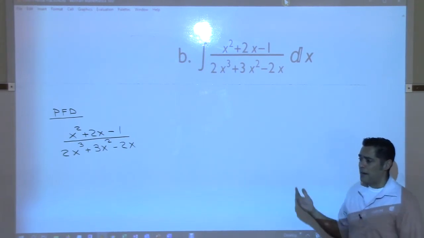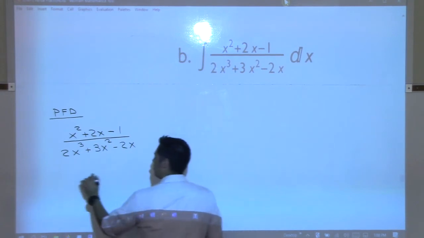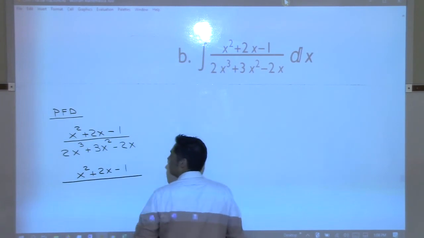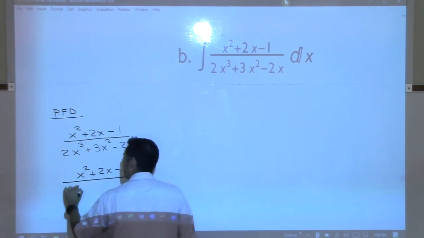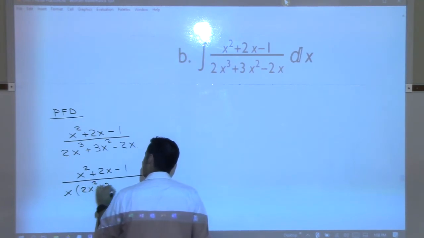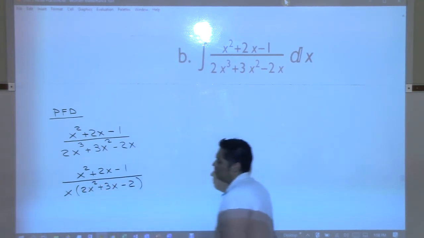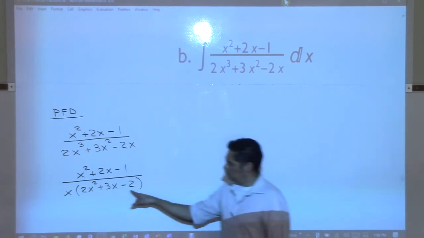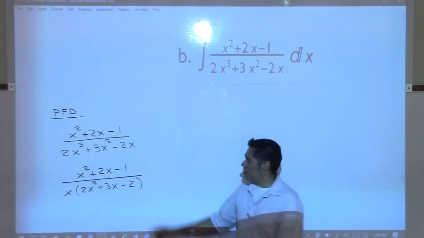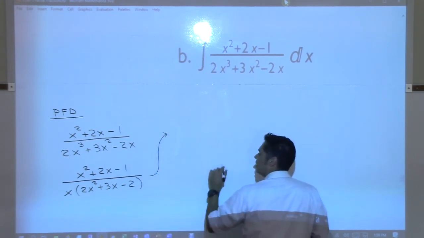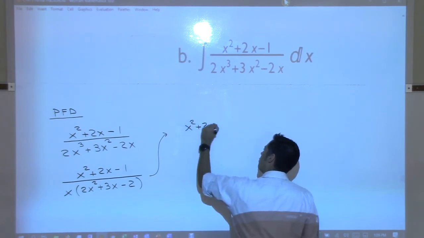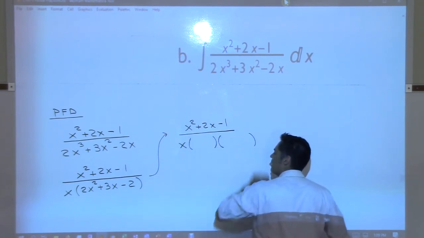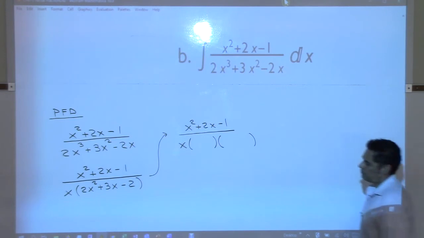What we do first is factor the denominator, if possible. Can we factor the denominator? We could factor out an x. So x times 2x squared plus 3x minus 2. Can we factor that any further? This factors. So x squared plus 2x minus 1 over x times, what are the two factors that we get there? 2x minus 1?